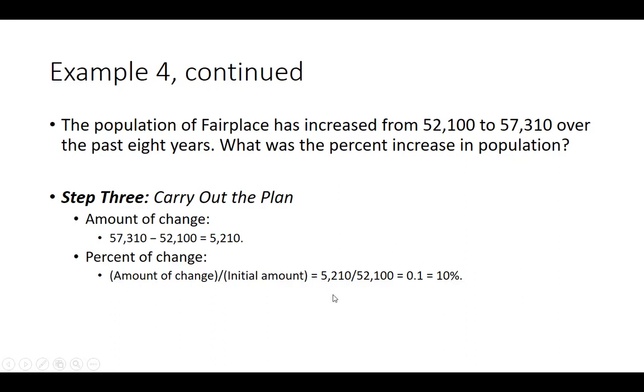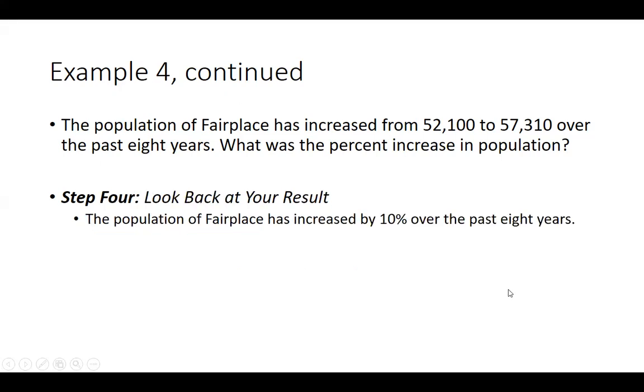So that's where this ratio comes from, amount of change over initial amount. It comes from solving the equation. But amount of change over initial amount will always give us our percent increase or our percent decrease. Looking back at our result, the population of Fairplace has increased by 10% over the past 8 years.